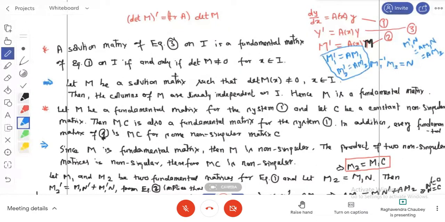So this implies n prime equals 0. Therefore, if the derivative n prime is 0, then n is a constant. So putting n equals c in our main assumption, we get the fundamental matrix N2 that equals M1 times c, because n equals c. Here we can say easily, if M1 is a fundamental matrix, then another M2 is also a fundamental matrix, but it equals this multiplied by any arbitrary constant matrix C.